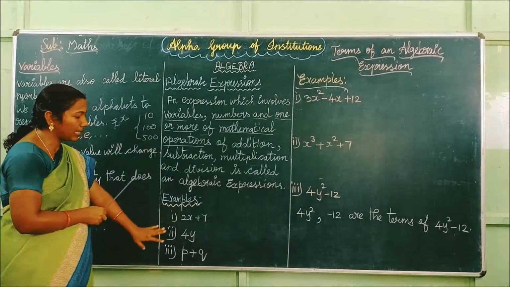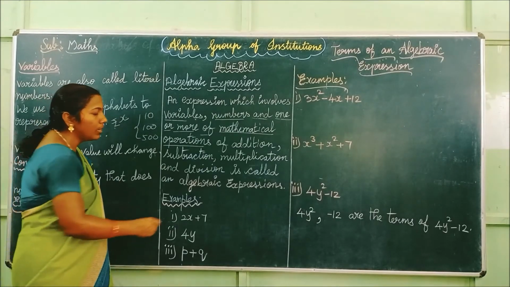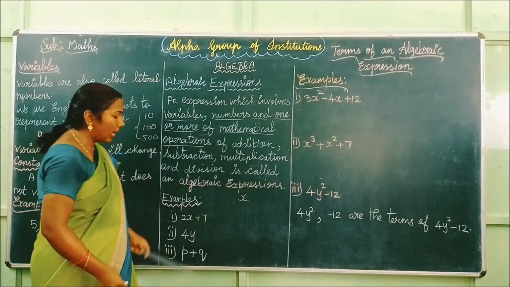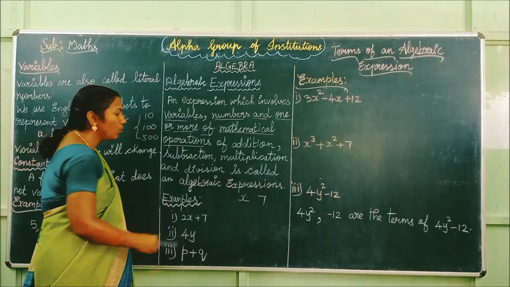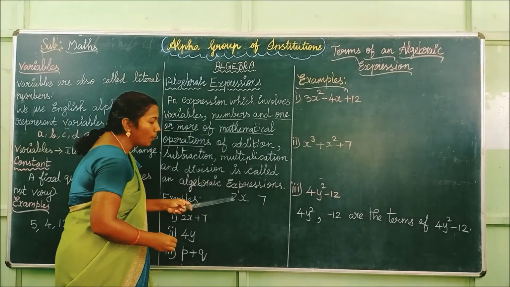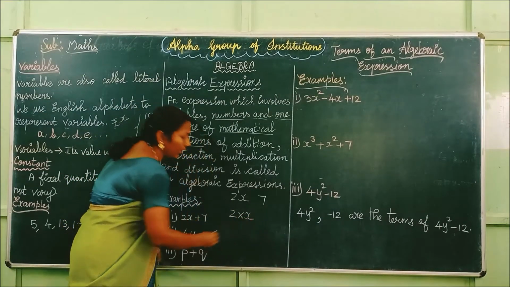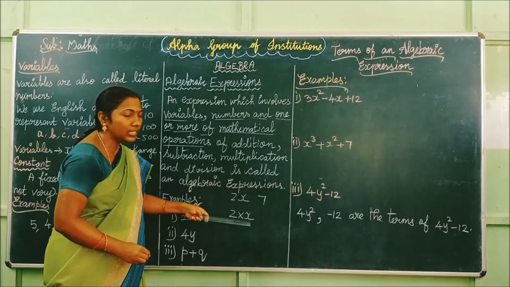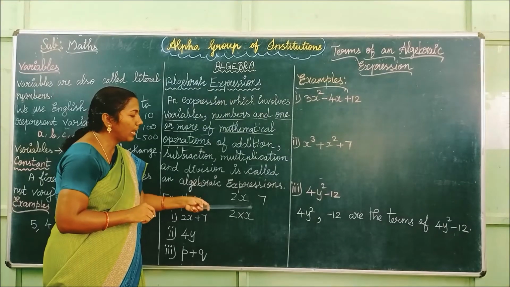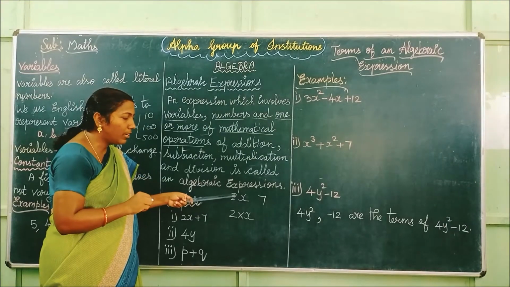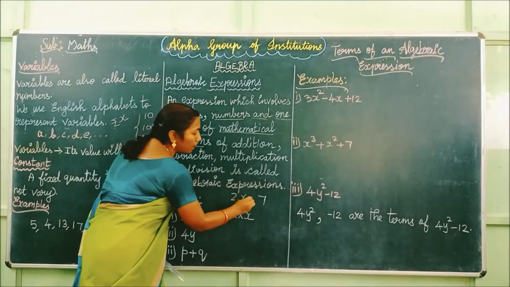Such expressions are said to be algebraic expressions. See here we have some examples. See here, 2x plus 7. Here what is the variable? x is the variable and which is the constant? 7 is the constant. Here we have 2x. It means the operation between 2 and x is multiplication, 2 into x. Instead of writing 2 into x, we shortly write 2x. So hereafter you have to understand, if you write like this, the operation between the number and variable is multiplication.